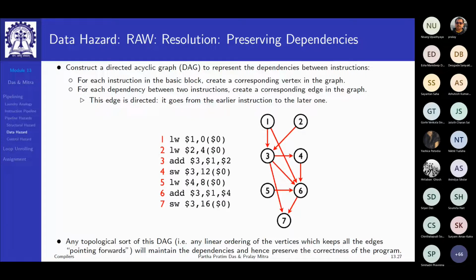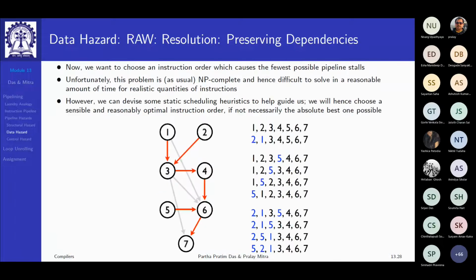And what do we need? We need a linear ordering of the instructions which preserves the dependencies. That basically is the problem statement for the topological sort. So if we do a topological sort of this DAG, naturally honoring these edge directions, then we will get a linear order, which is a viable order of instructions preserving the dependencies. So let us look into that.